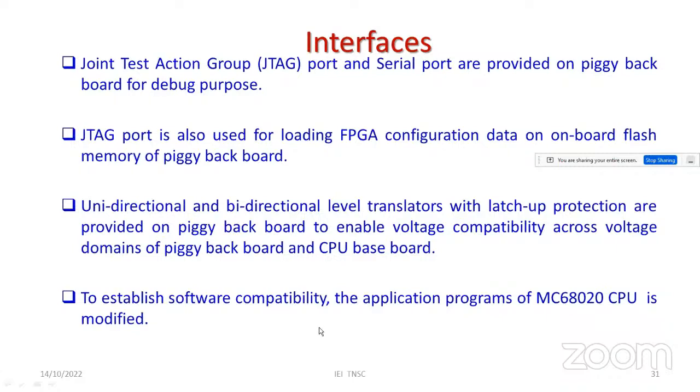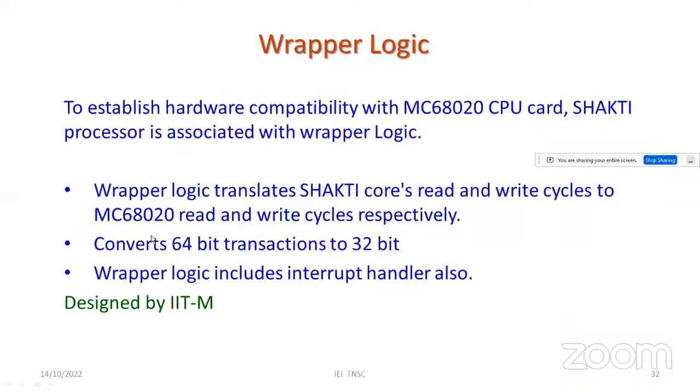To establish software compatibility, the application programs of the 68020 CPU are modified. Wrapper logic establishes the hardware compatibility with the 68020 CPU card. The SHAKTI processor is associated with the wrapper logic. The wrapper logic translates the SHAKTI core's read-write cycles to 68020 read-write cycles respectively. It converts 64-bit transactions to 32-bit because our CPU card is 32-bit. Wrapper logic includes an interrupt handler also. It is designed by IIT Chennai.